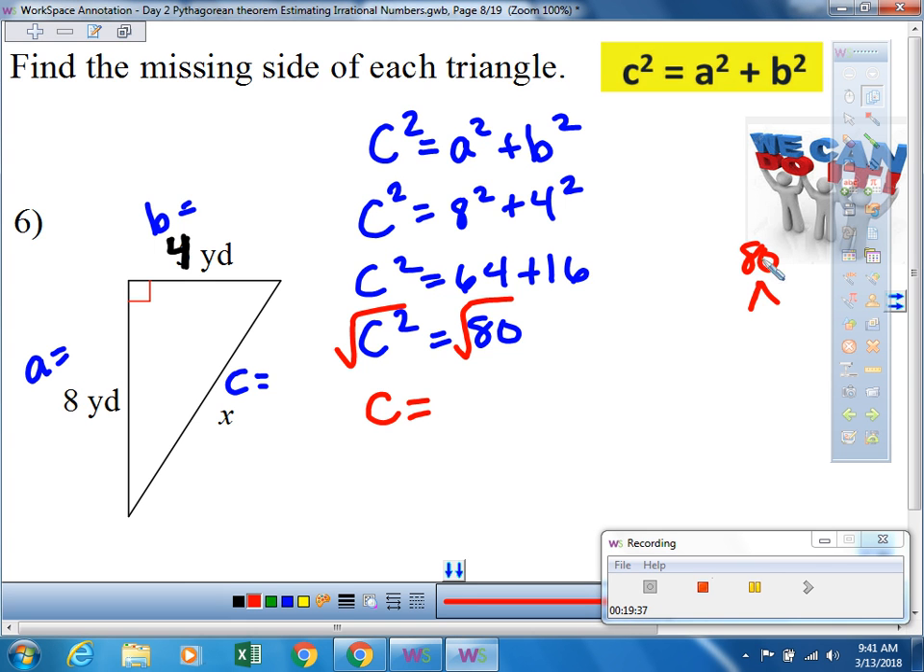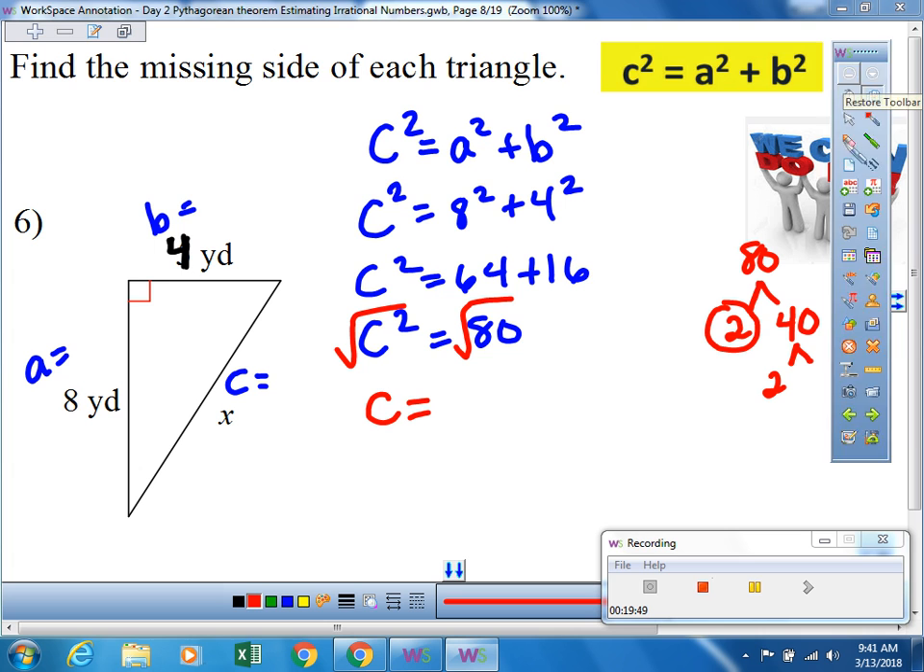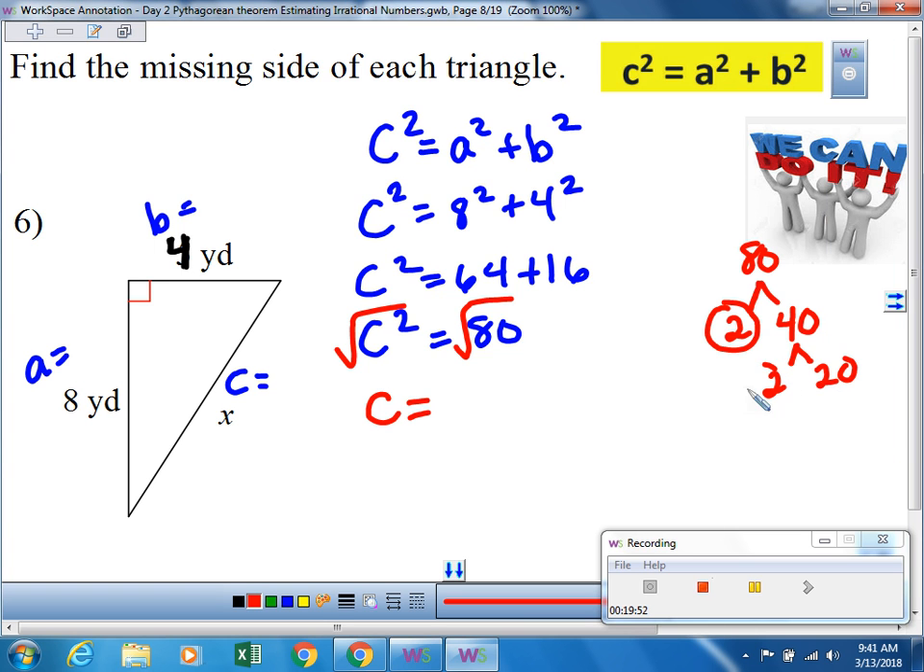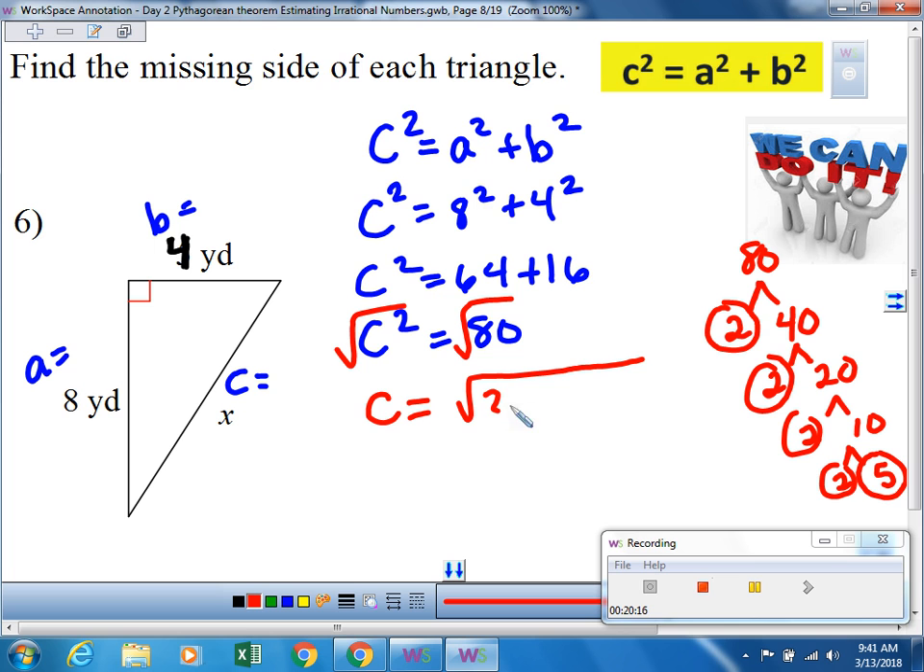If I factored out 80, it can be 2 times 40. 2 is prime. Is 40 a perfect square? No. So I can factor out 2 times 20. Since I have already started the factor tree and I have more than 2 factors, I'm going to just keep on going to prime factors. 2 times 10, and then this is 2 times 5. So there's all my prime factors. So I'm going to just put them under a radical. 2 times 2 times 2 times 2 times 5.